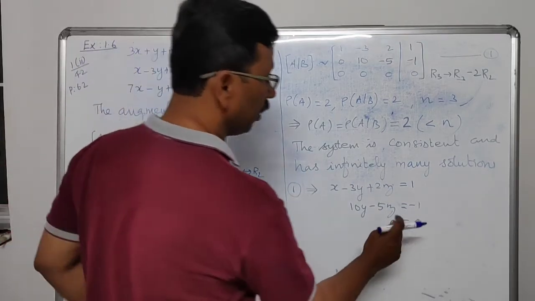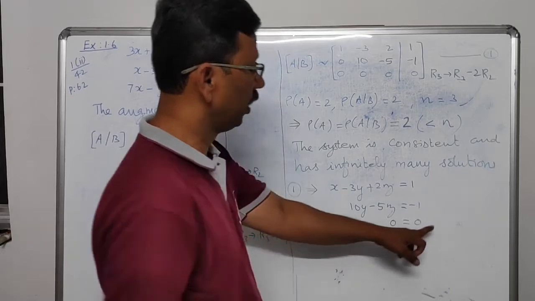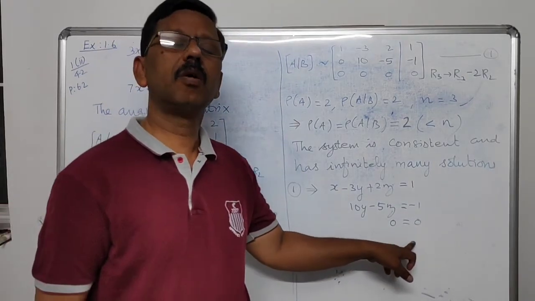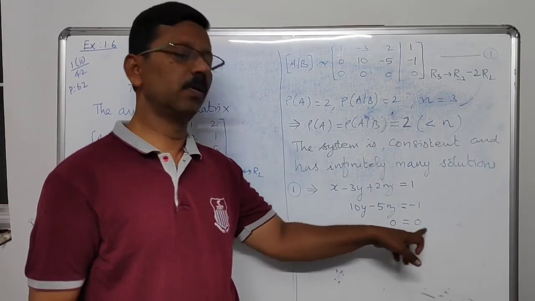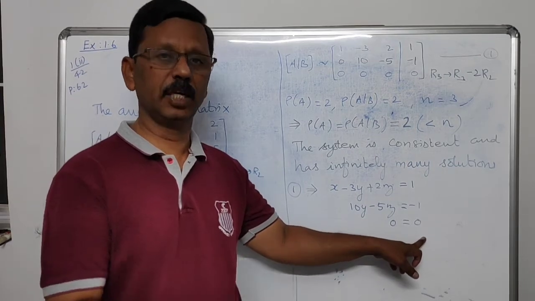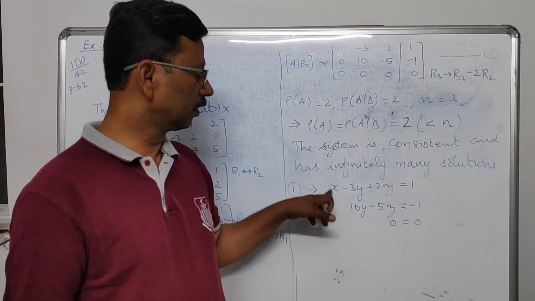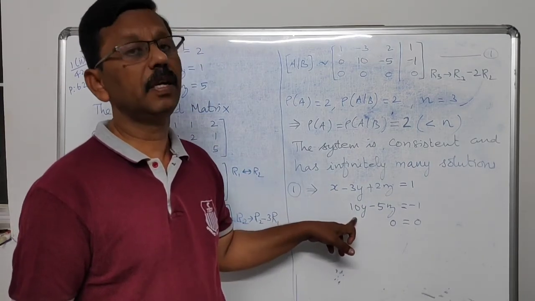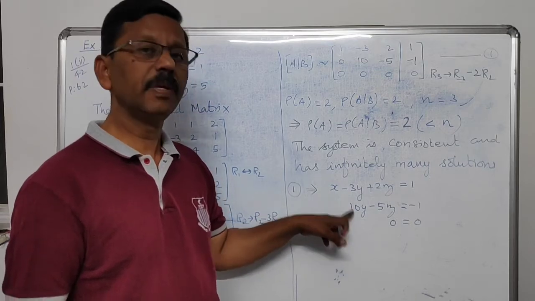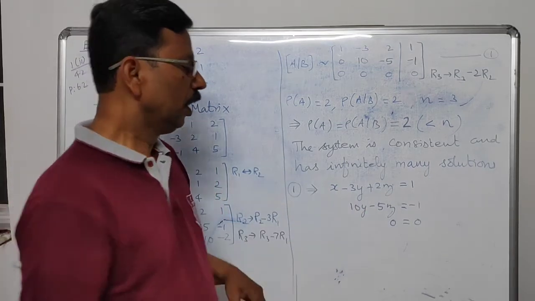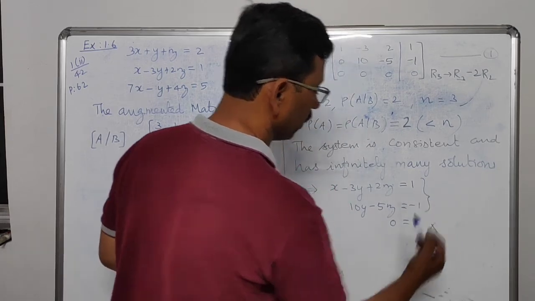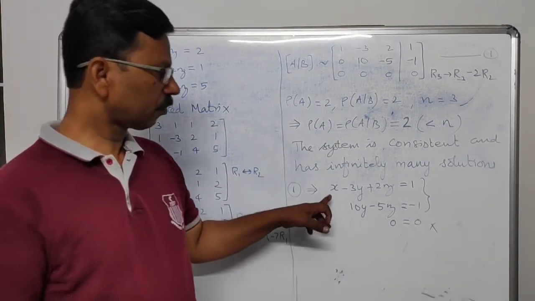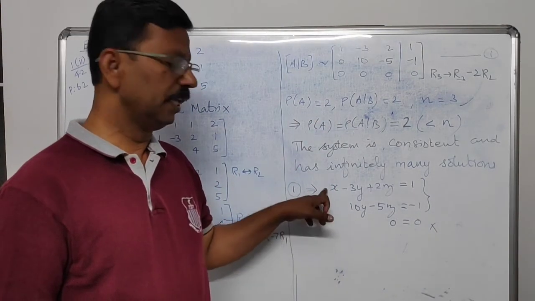See here, if 0 equal to 0, this type of equation is called a trivial equation. Whereas these two equations are called non-trivial equations. Therefore, you need not consider this one. You try to consider these two equations. Now, we have only two non-trivial equations.